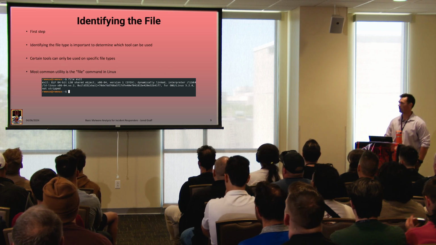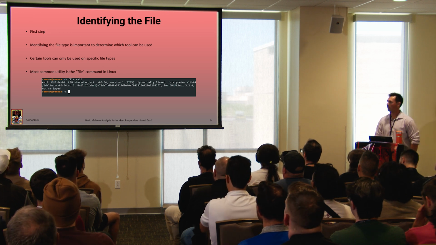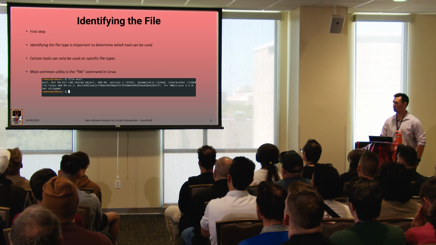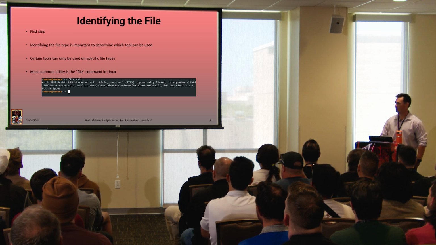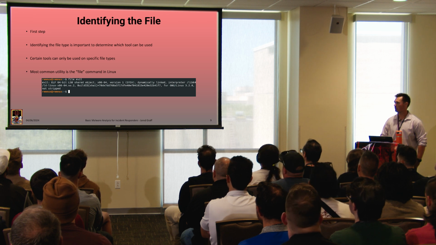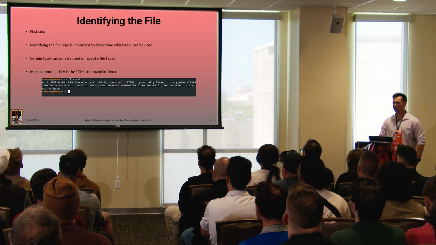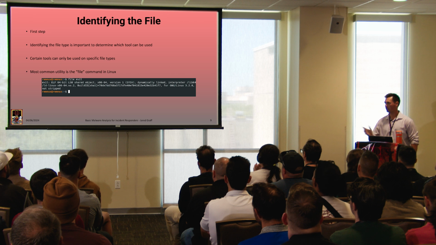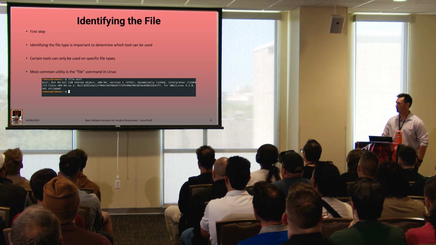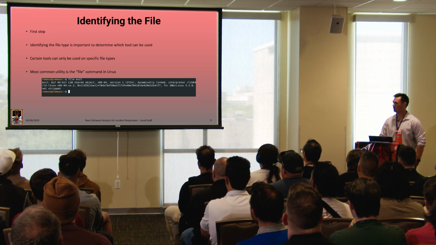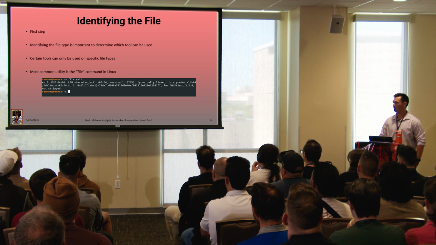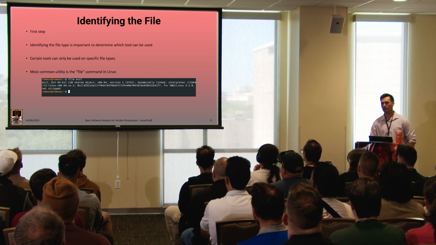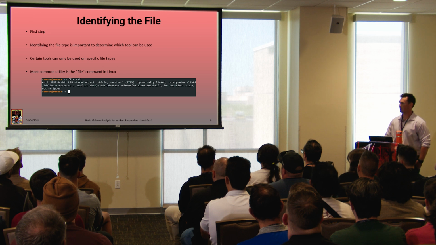You can see on the presentation that one of the most common utilities to use is the file command in Linux. I have a screenshot there running file against evil, which is the name of the executable I'm analyzing. The output is very straightforward. It gives you the name of the file, which is evil, and then the file type. This one is an ELF 64-bit, which is basically just saying it's a Linux file.